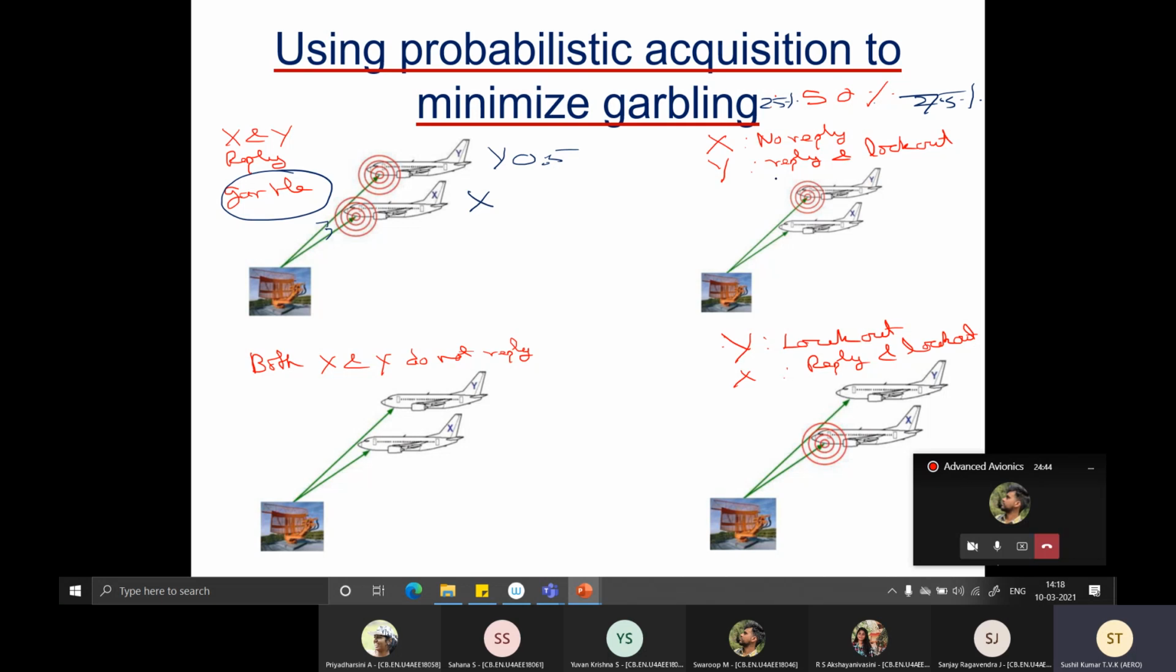After some time, at the next interrogation pulse, X decides, because it's probability, okay, fine, this time I'll not reply. So it keeps mum. X is not going to reply. But Y decides, okay, I'll reply. So it replies, and then the system will lock out Y. System means the ground radar, that we'll see. There's a provision for lockout. So the ground radar will lock out Y after acquiring Y.